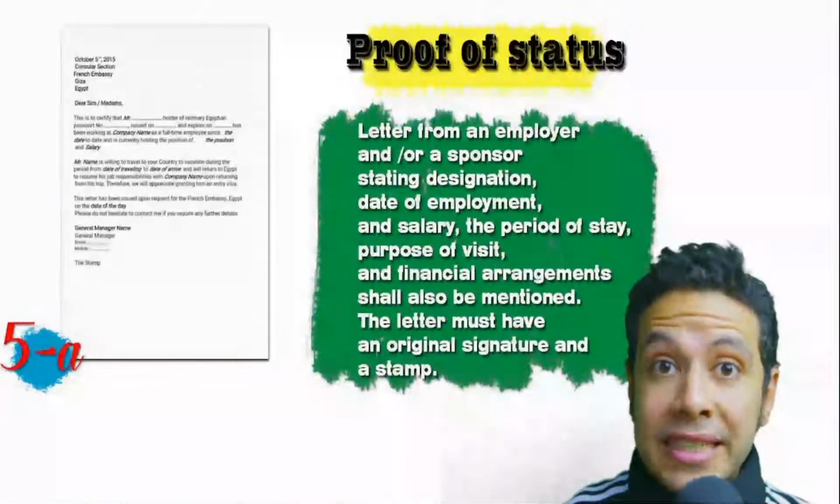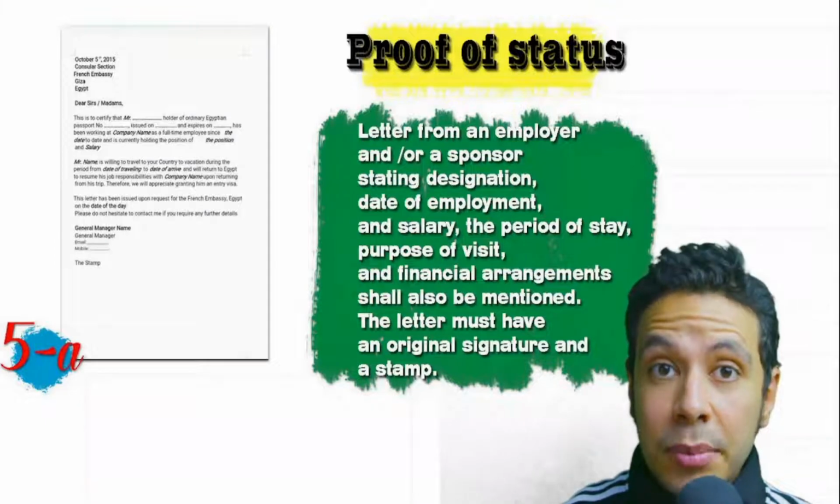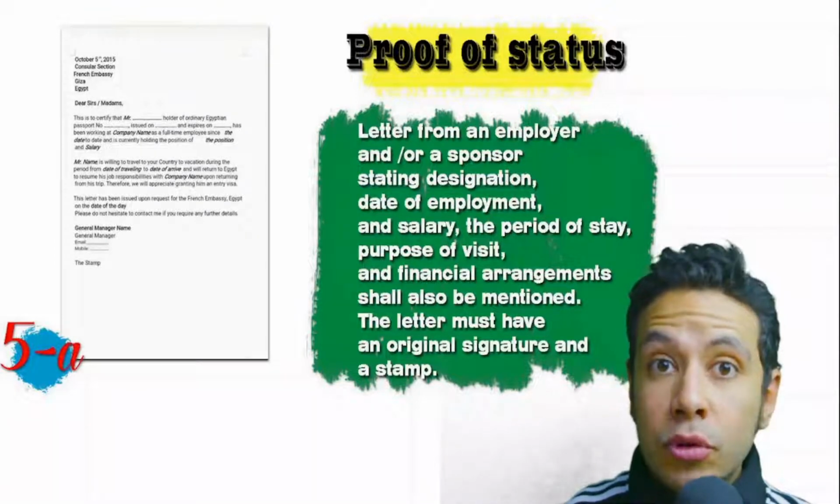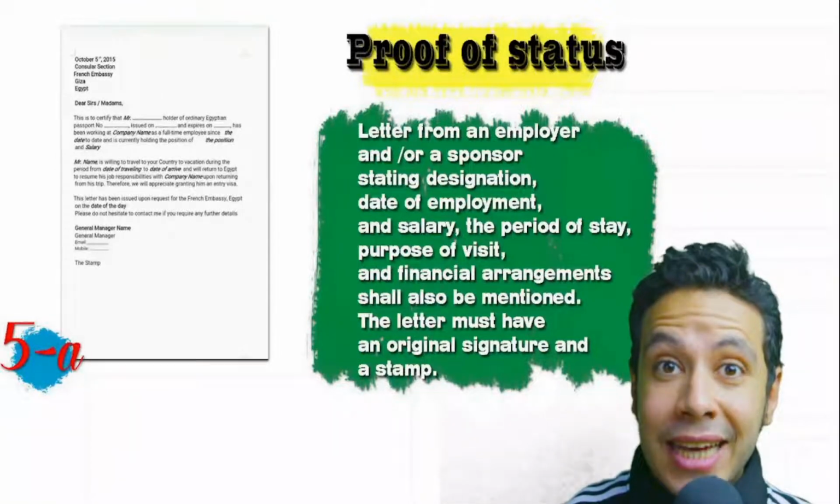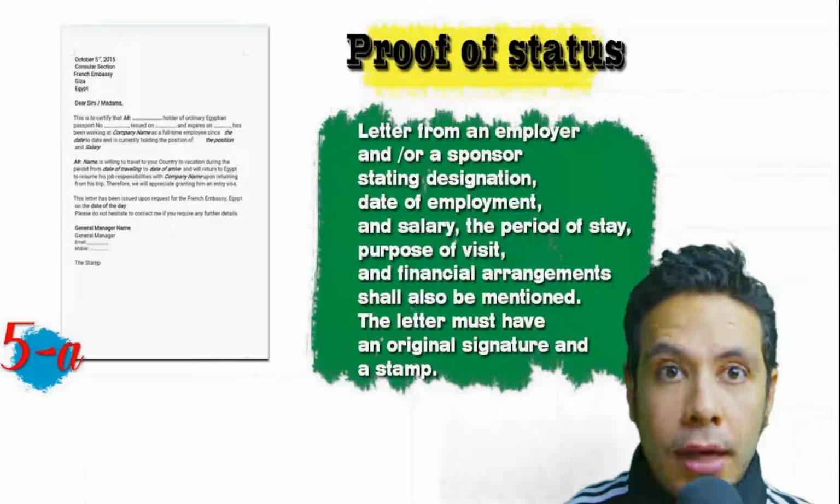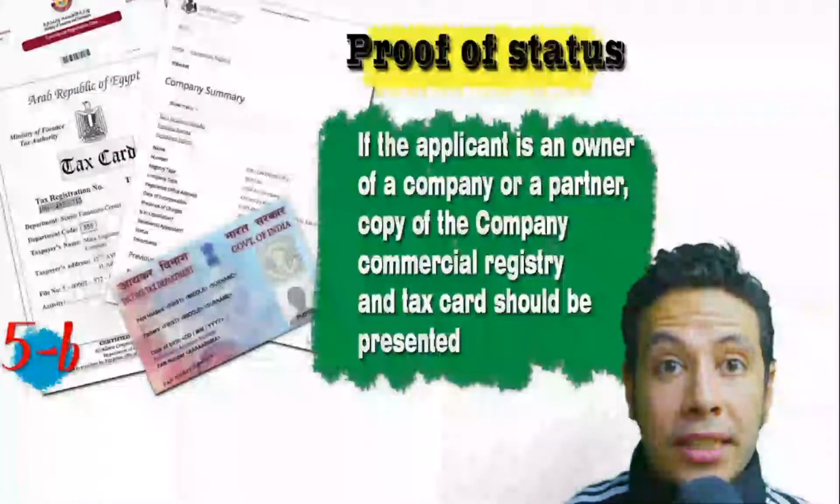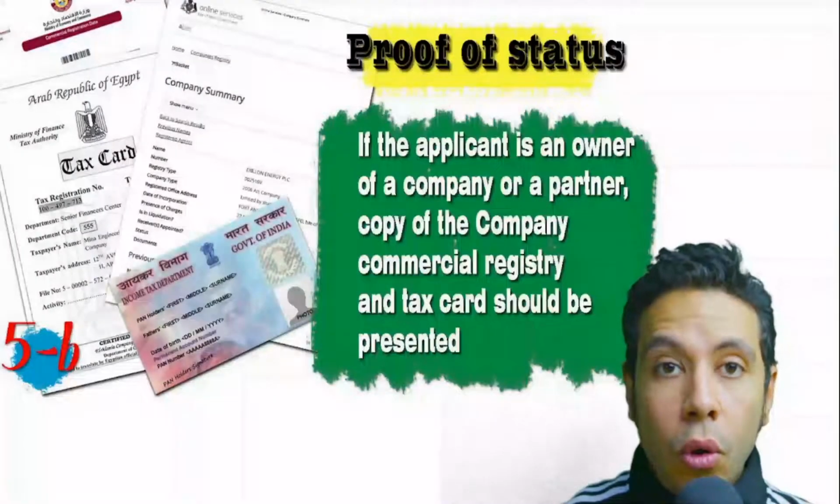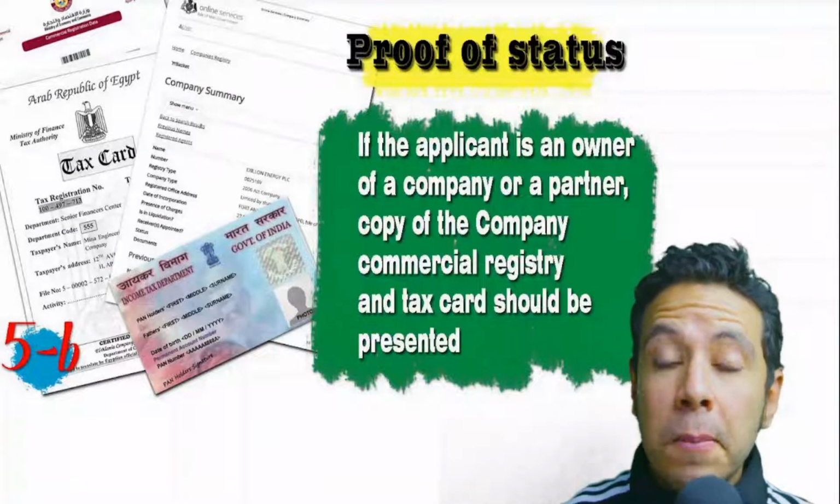In most visa application processes you will be required to provide a proof of status. For example, if you are an employee, you will have to provide a letter from your employer or from your HR department mentioning your name, your work details and your salary, and both the address and contact numbers should be mentioned also in that letter, and all letters must have an original signature and a stamp. But in case you are the owner of the company or you run your own business, then your commercial registry and your tax card must be presented.